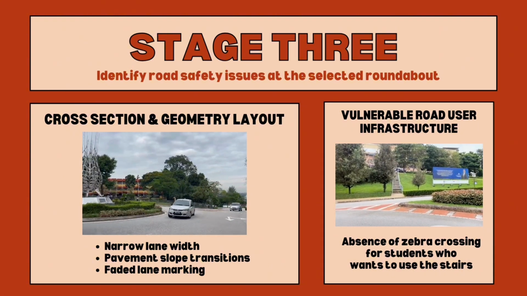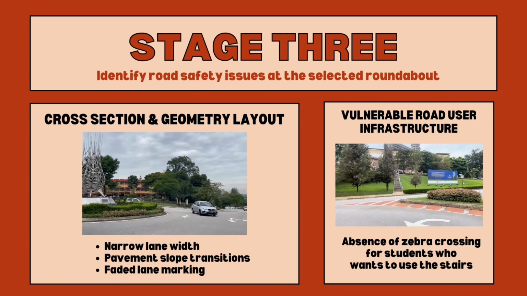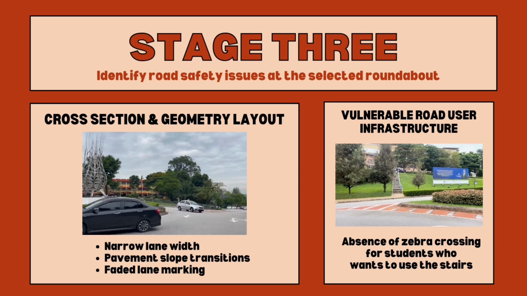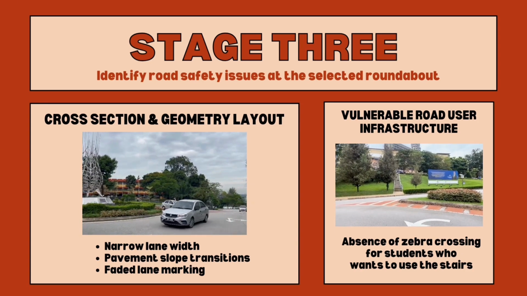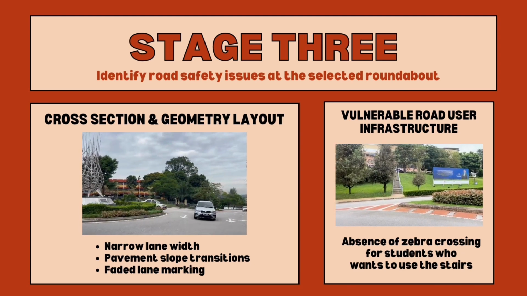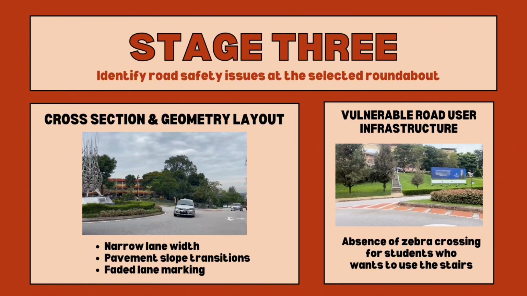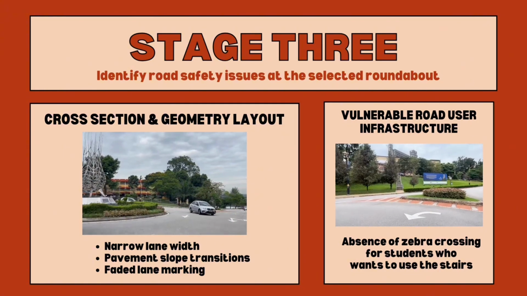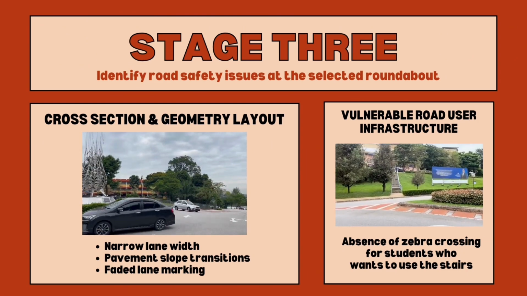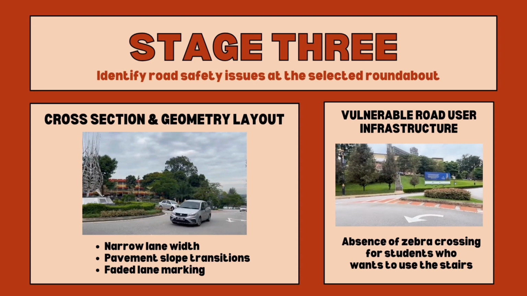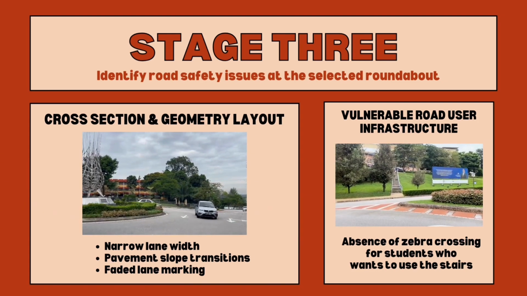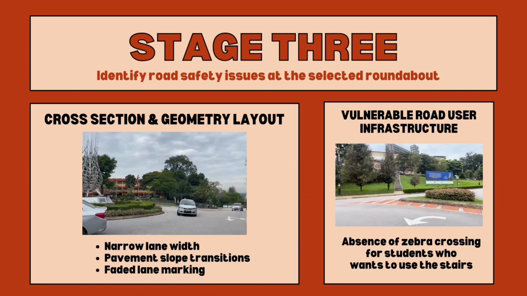So for the first one, cross-section and geometry layout, as you can see from the video, we have observed that drivers often do not remain in their designated lanes when entering the circulatory roundabout. This is because we have noticed elevation changes at the entry points coming from the direction of College Roger. These elevation changes cause speeding vehicles to cross into the adjacent lane as they navigate the roundabout. The second reason that causes drivers to not remain in their position is the narrow lane width. Additionally, the faded lane markings also contribute to the confusion as drivers are unsure of which lane they should occupy.